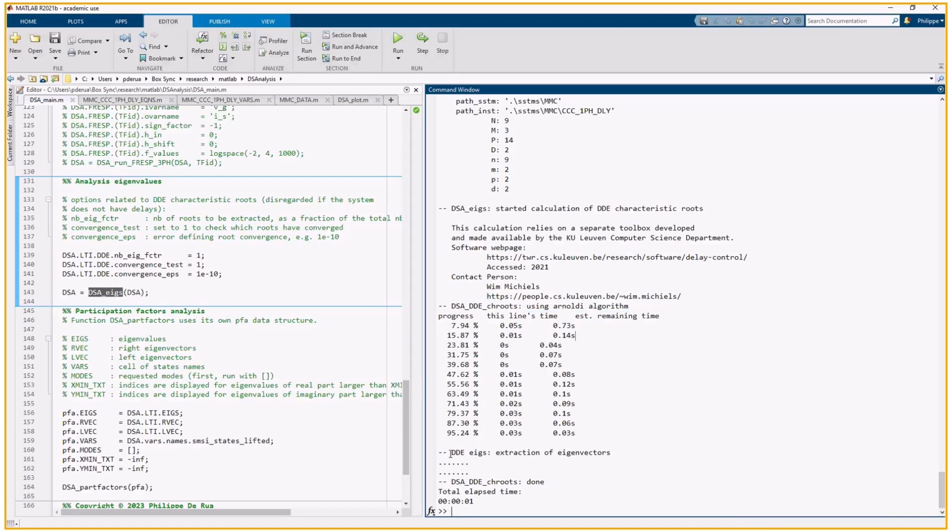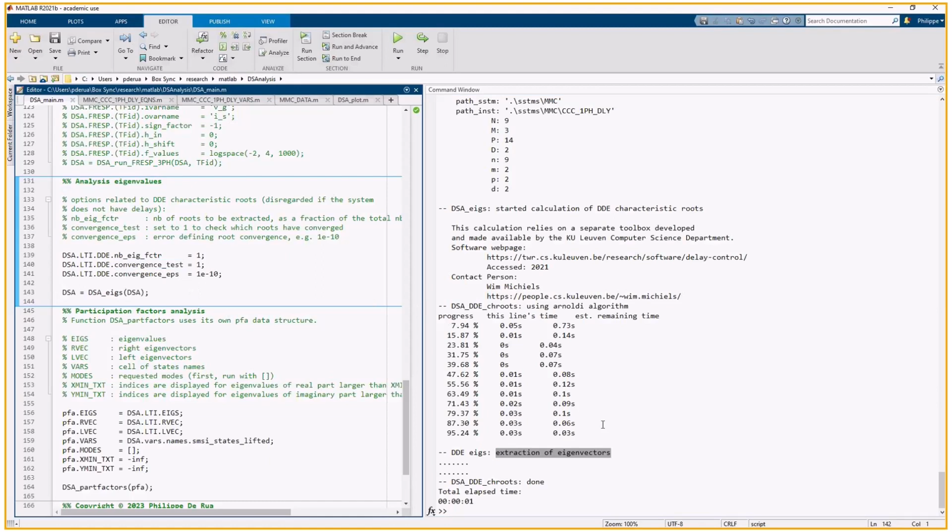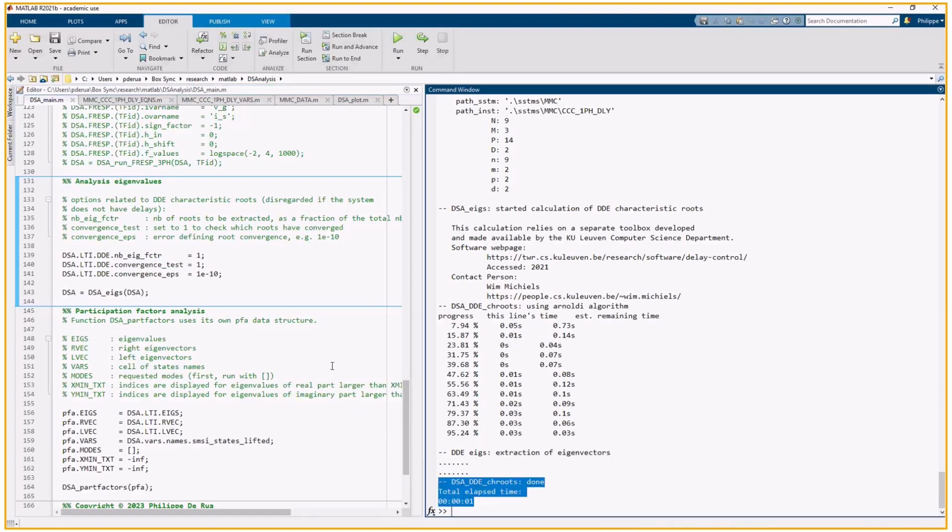We also have the extraction of eigenvectors, and actually if you read chapter 4 of my thesis, you realize that the extraction of the eigenvectors is related to the convergence test. Total elapsed time was very small for this particular characteristic root calculation. However, please be aware that for a big system, this calculation becomes really computationally intensive.